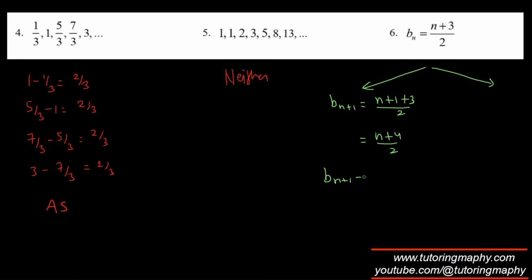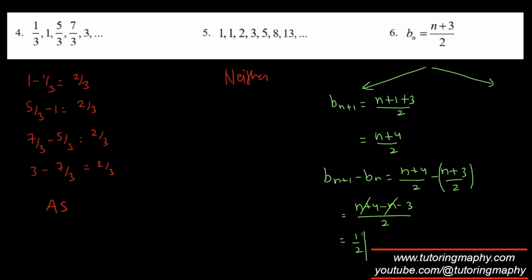So bn plus 1 minus bn will be equal to n plus 4 over 2 minus n plus 3 over 2. Make sure to put parentheses. So here we have over 2. So this will be n plus 4 minus n minus 3. So these two are gone, and 4 minus 3 is 1. So we have 1 over 2. So the difference is the same because that's a constant, right? It's not dependent on n. So it means this is an arithmetic sequence.